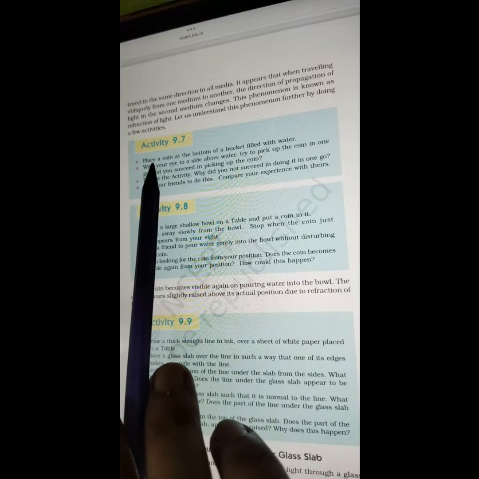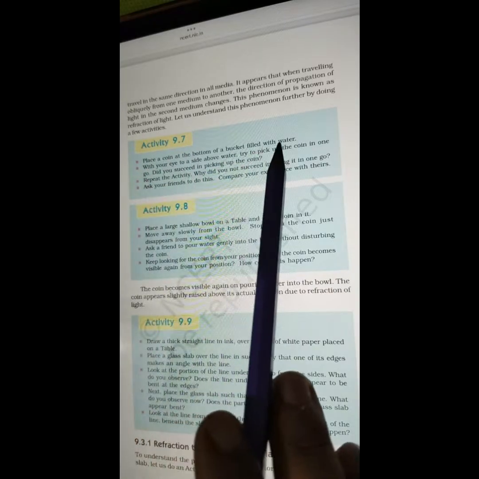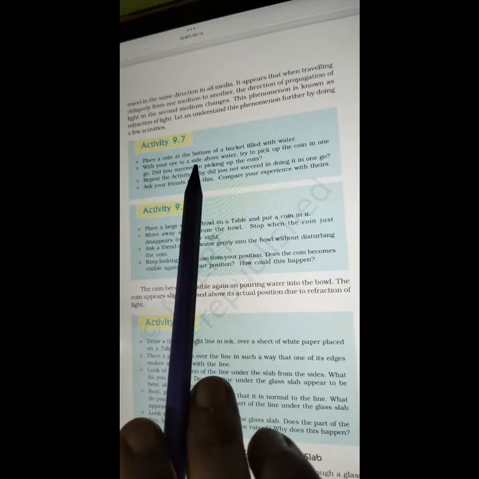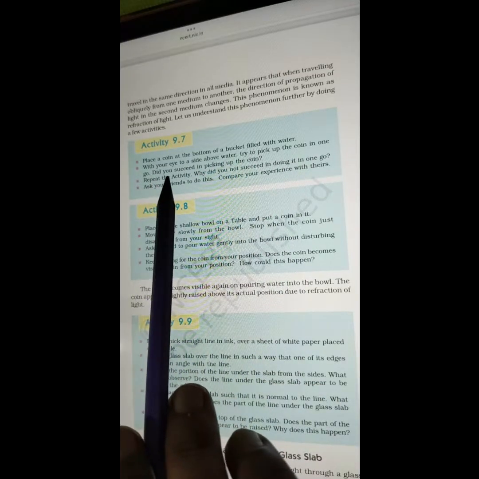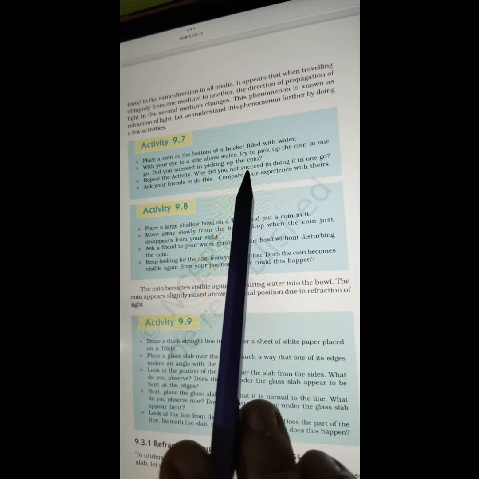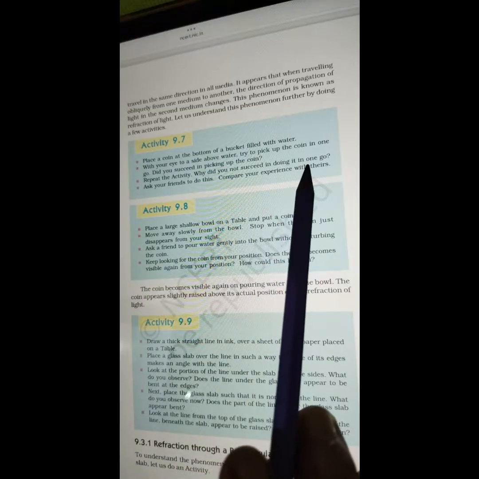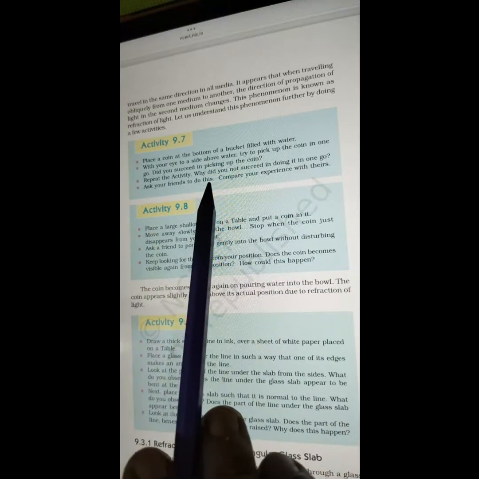Activity 9.7, place a coin at the bottom of a bucket filled with water. With your eye to a side above water, try to pick up the coin in one go. Did you succeed in picking up the coin? Repeat the activity. Why did you not succeed in doing it in one go? Ask your friend to do it. Compare your experience with theirs.